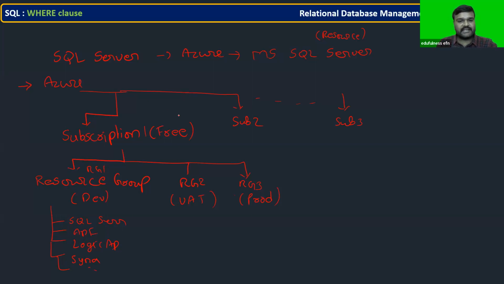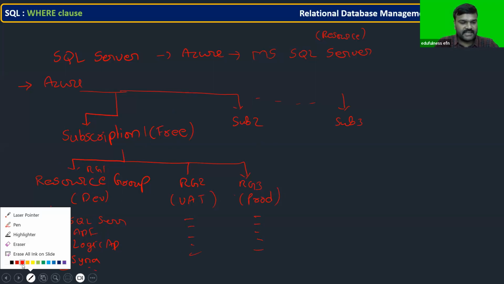Try to understand the hierarchy. We have subscriptions. Under subscriptions, we have resource groups. Under a resource group, you have resources, as the name implies. You can have multiple resource groups, and under each resource group you have a set of resources. You are just packing, grouping. That's all.